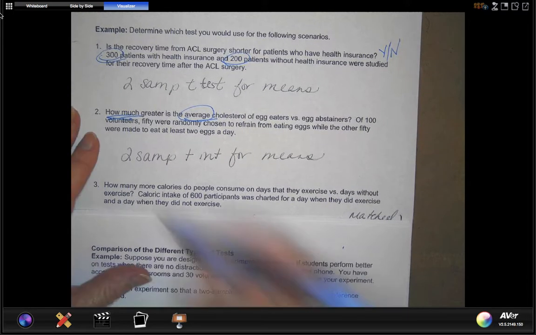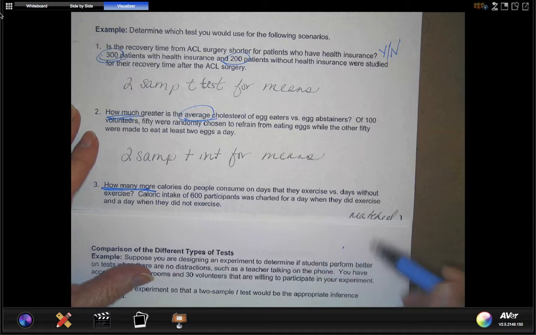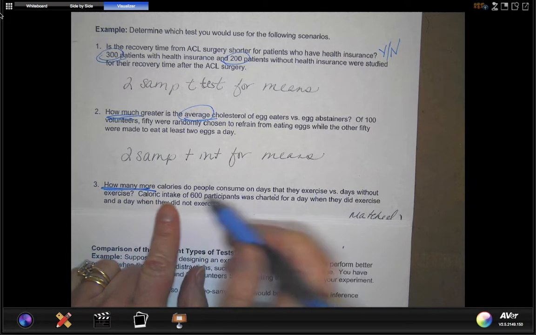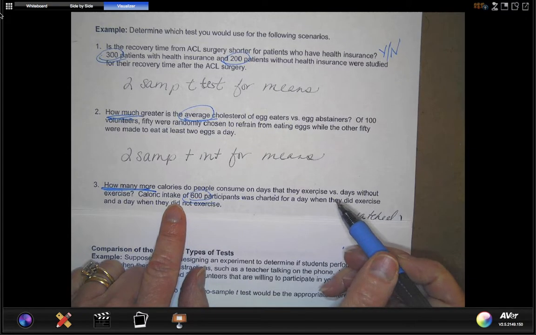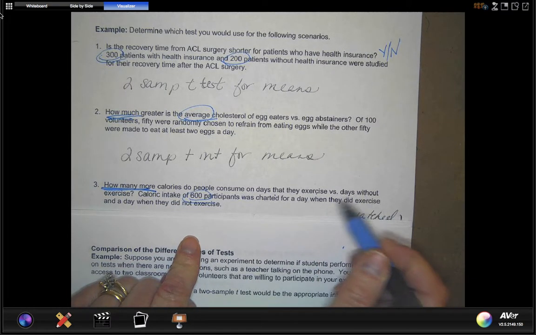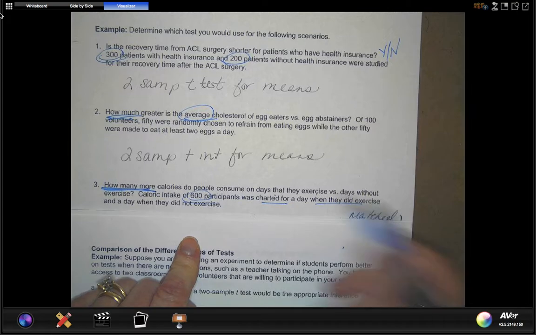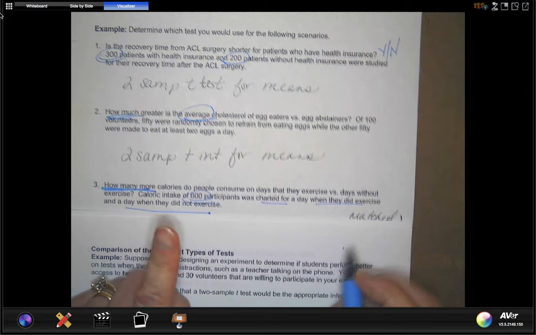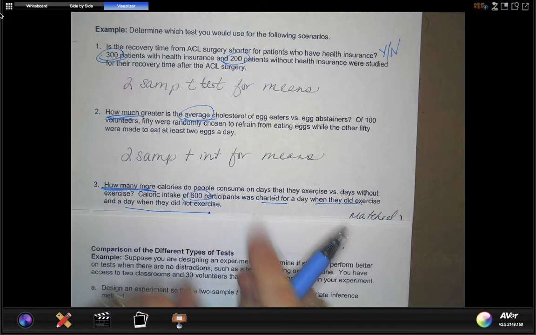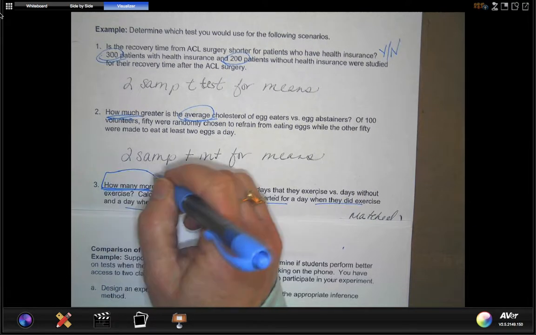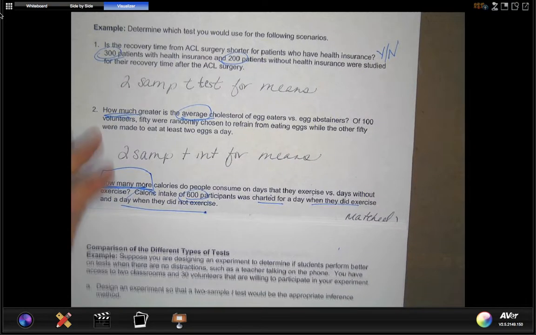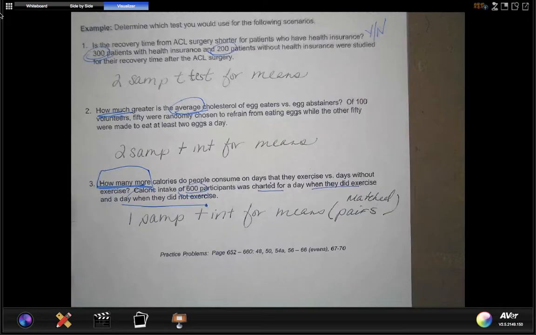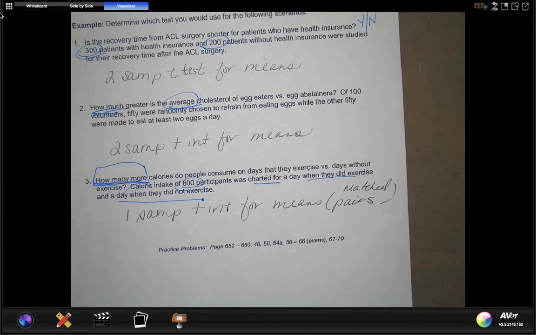This one, how many more, another keyword there, calories do people consume on days that they exercise versus days without? So they had 600 participants, one sample, and it was charted for a day when they did exercise and a day when they did not exercise. So this is like a matched pair scenario because we have 2 data points on one person, but we also want how many more. So we're doing an interval here. So it's a one-sample t-interval for means. Okay? Alrighty. That is it for this one.